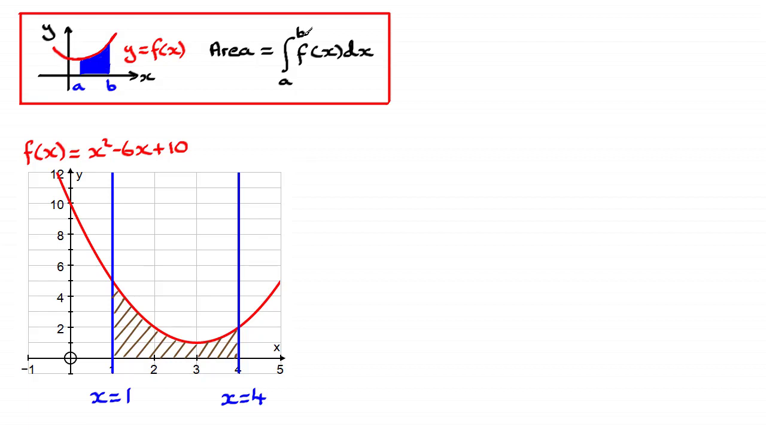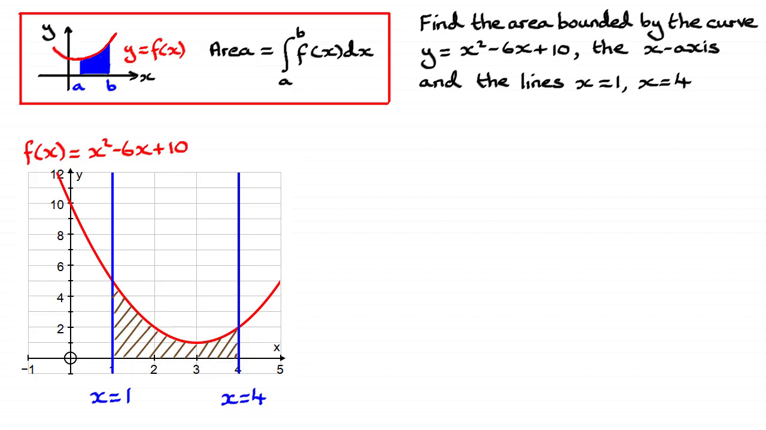And we've got this graph here of f of x equals x squared minus 6x plus 10. So what we've got is this question here, to find the area then bounded by this graph, the x-axis and the lines x equals 1, x equals 4 as shown here. So you might like to just pause the video at this stage, have a go at it. And as usual, when you come back, I'll take you through the worked solution.